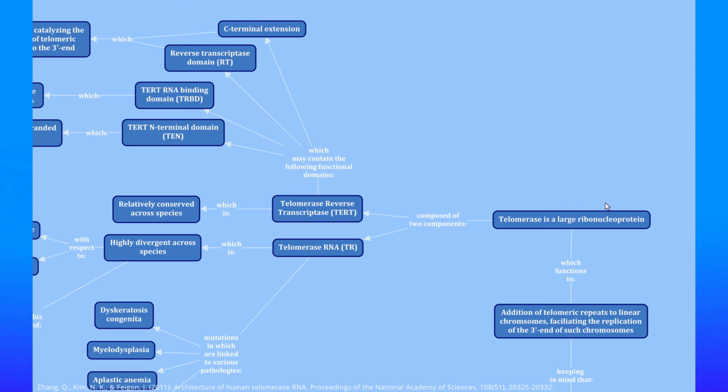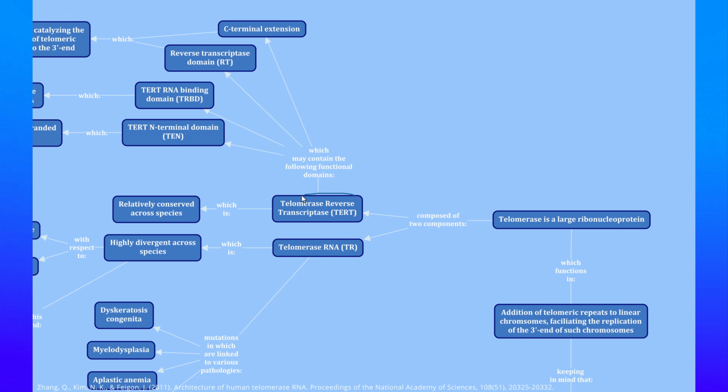What you have to keep in mind with regards to telomerase is that it's composed of two primary components. It's composed of the telomerase reverse transcriptase, or TERT. This is the protein component. It's also composed of telomerase RNA, or the TR component, which is the RNA component.